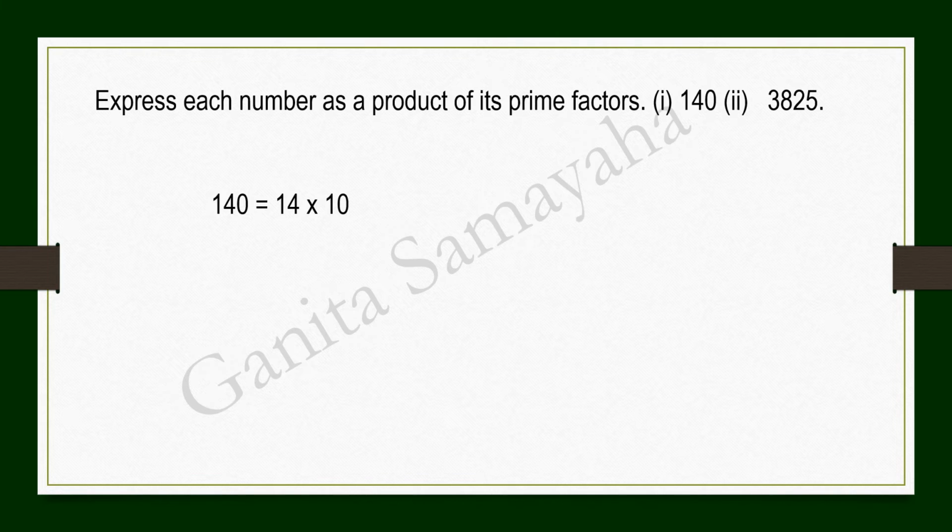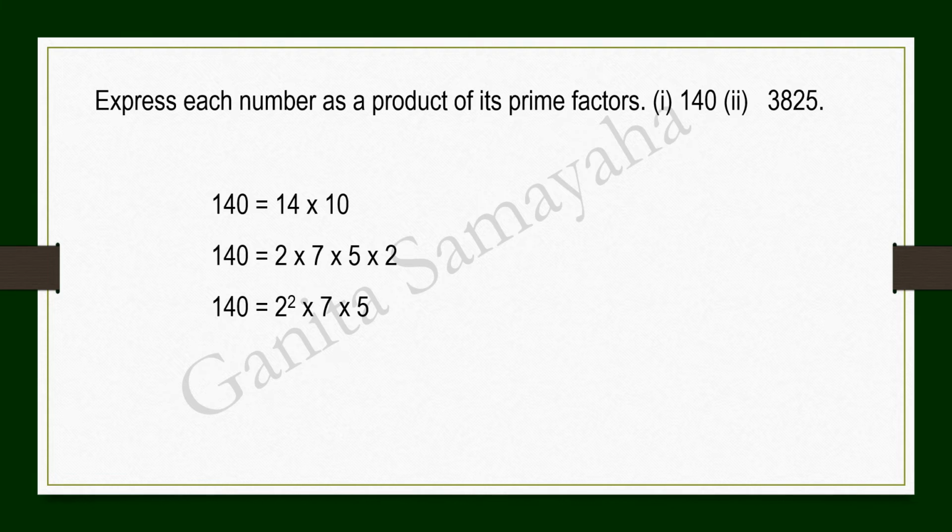Okay. So 140 can be written as 14 into 10. It can further be factorized. And so 140 is equal to 2 to the power 2 into 7 into 5. So this is the only way we can express it. Now, according to our fundamental theorem of arithmetic, there cannot be any other factors. No one can say, no, I have got 3 as a factor. No one can say, I have got 11 as a factor or something like that. Okay, because there is one and only one method.